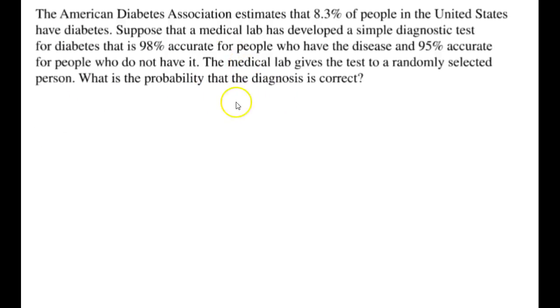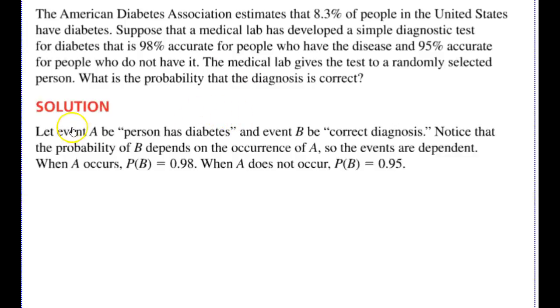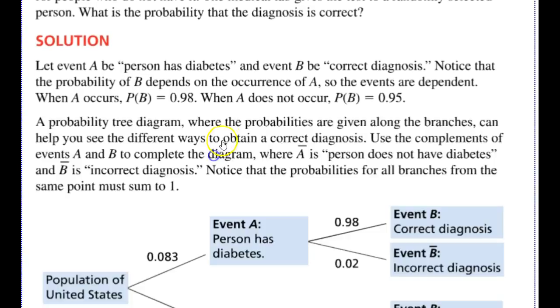So we're given a lot of information here, so first we have to organize it. First, we want to figure out what our events are. Event A is going to be that the person has diabetes, and event B is going to be that it was the correct diagnosis. So the probability of B depends on A. These are dependent events, right? Because there's a difference if they have it or if they don't. That accuracy changes, so it is a dependent event. When A happens, the probability of B is 0.98. When A does not happen, the probability of B is 0.95. So I can just lay out what I know so far.